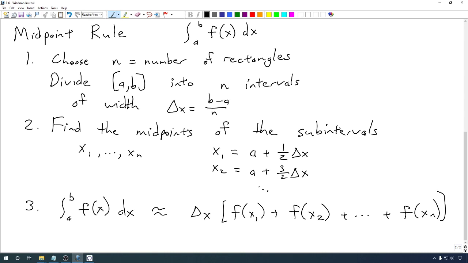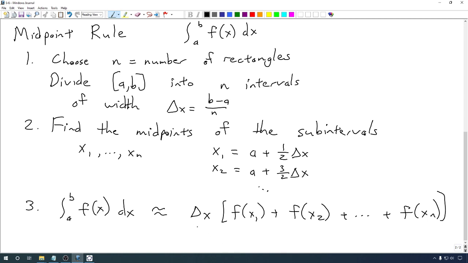Note that what we've really done here is take the area of the rectangles. Delta x times f of x1 is the area of that first rectangle, because it has a height of f of x1 and a width of delta x. Same thing with delta x times f of x2. It's just the area of the next rectangle, and so on and so forth. We've added all those rectangles together.